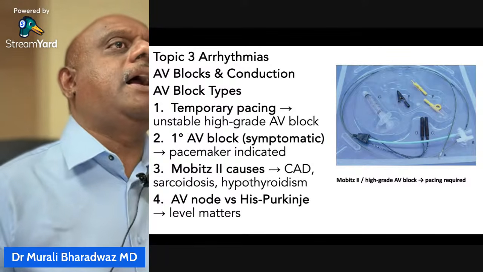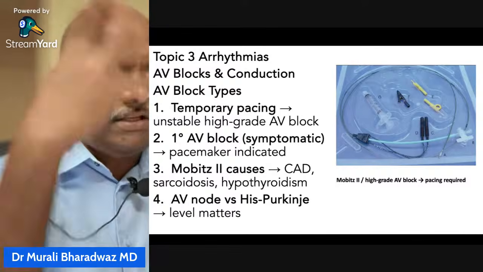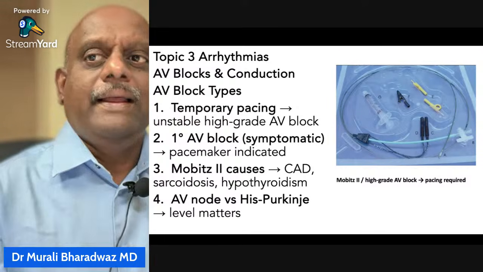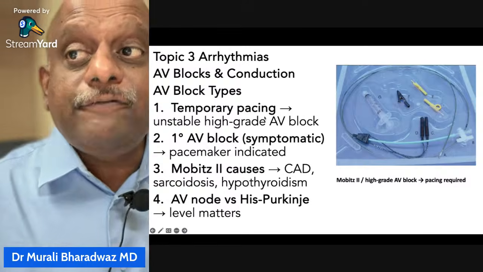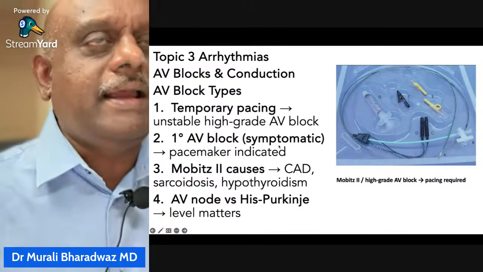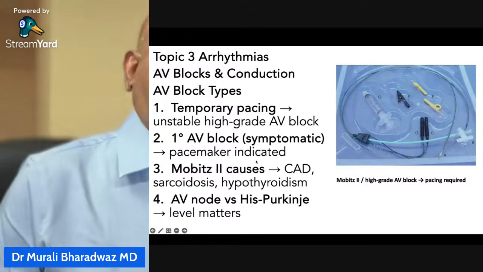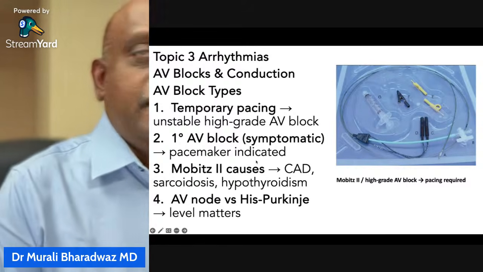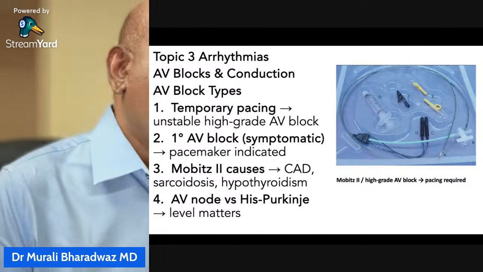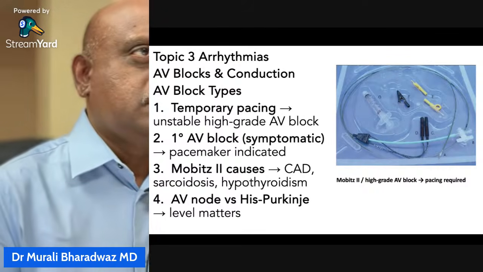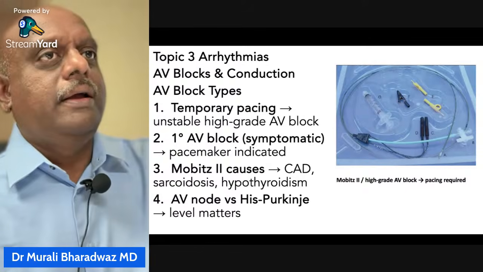Generally, first degree heart block, where only PR prolongation is there, still P wave is seen, QRS is seen. There you don't need to do anything. If the patient is symptomatic, like he is getting syncopal attacks, then only pacemaker is indicated. Understand? Then the next important thing, complete heart block. Right? What is the meaning of complete heart block?